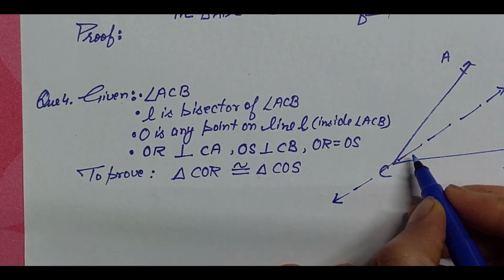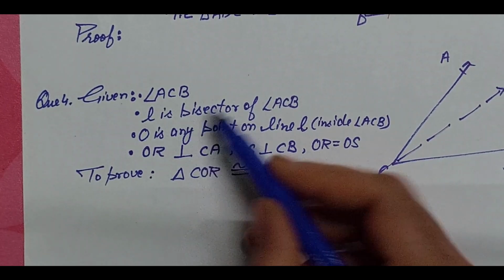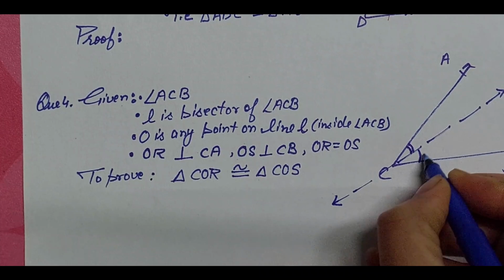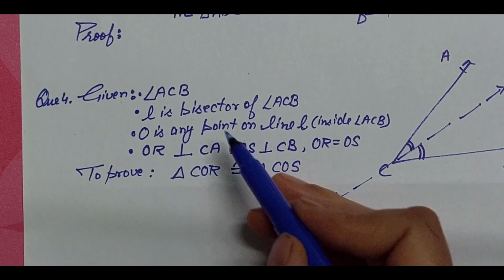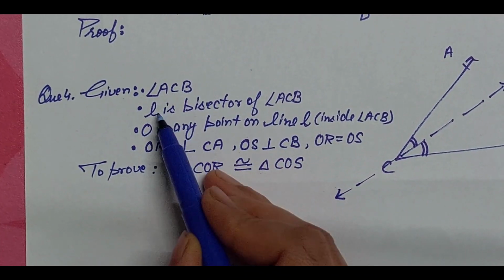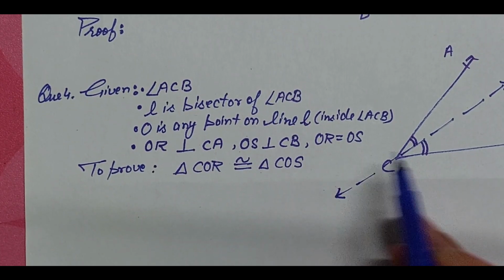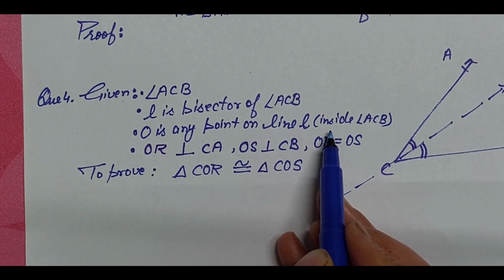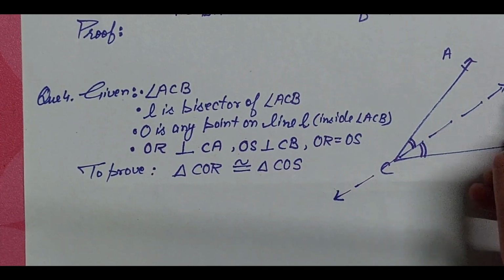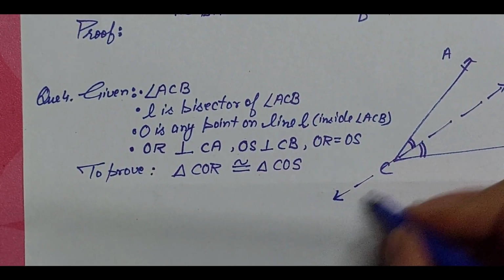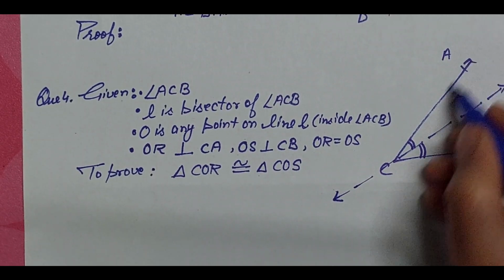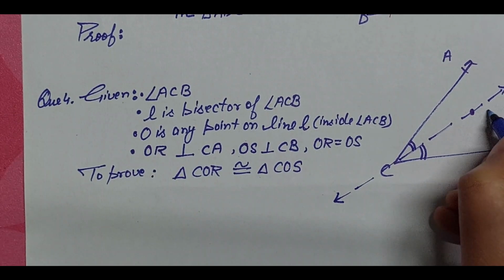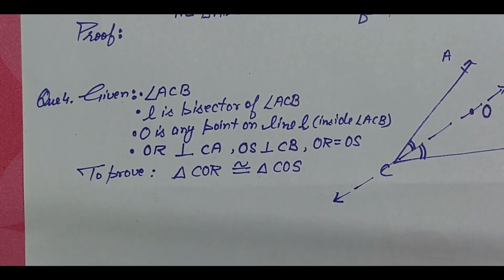Side by side, let's label the thing. L is the bisector of this angle. That means this angle is equal to this. So we wrote ACB, then L was the bisector of ACB. Then O is any point on the line L inside ACB. Now this is line L. O is a point somewhere on this line, but inside this angle, not here. So I am taking it here. So this is point O.